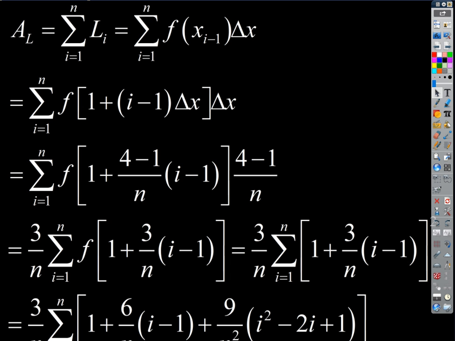So the left sum, we're just adding up. The height is just going to be f of x sub i minus 1, right? Remember what that is, everybody? Don't need to draw a picture. That just means the left edge of the ith subinterval, right? Times delta x. Well, x sub i minus 1, sorry.